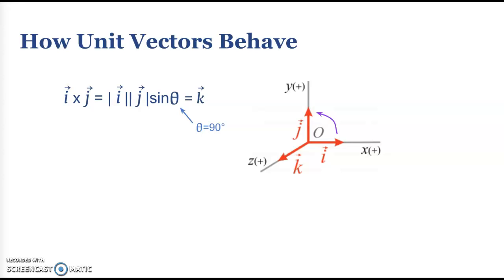I have 1 for the magnitude of i, it's a unit vector, 1 for the magnitude of j, also a unit vector, and the sine of 90 is also 1. 1 times 1 times 1 is 1, and I have a magnitude of 1 in the direction of k.